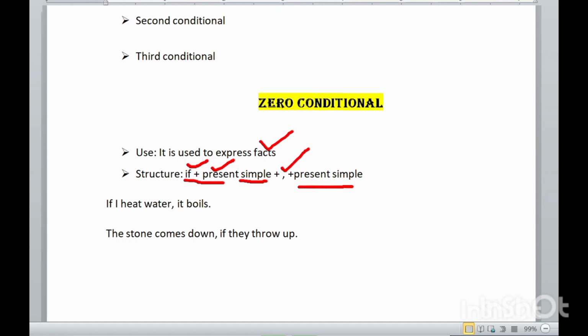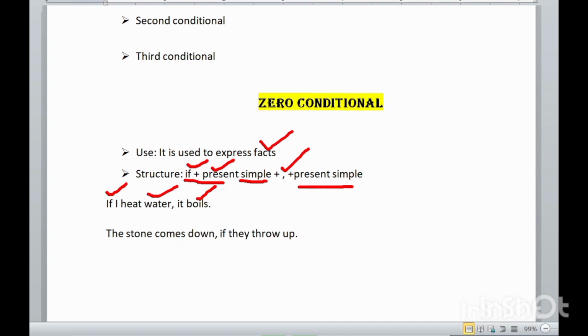If I heat water, it boils. If is in the example, and we have already seen it in the definition. Is this a fact or not? If you heat water, it boils. There is no other possibility to happen. That's why this is called a fact, and we use zero conditional to express facts.